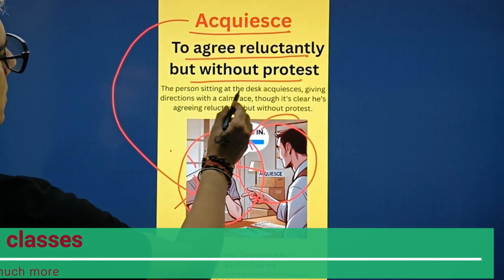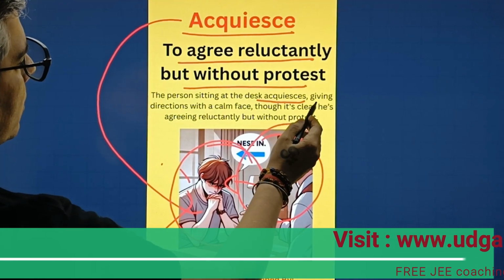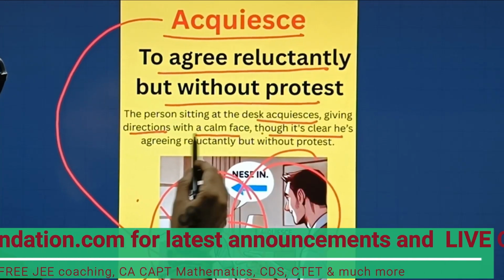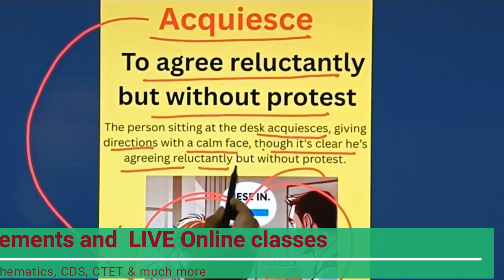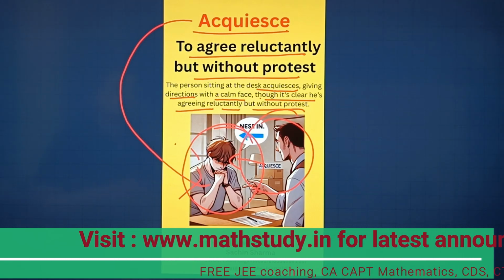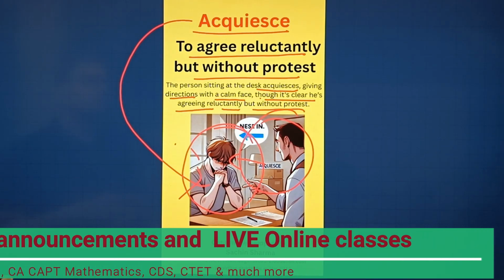So the person sitting at the desk acquiesces, giving directions with a calm face, though it's clear he is agreeing reluctantly but without protest. That means a person is agreeing to something but without protest. So let's move towards our next word.